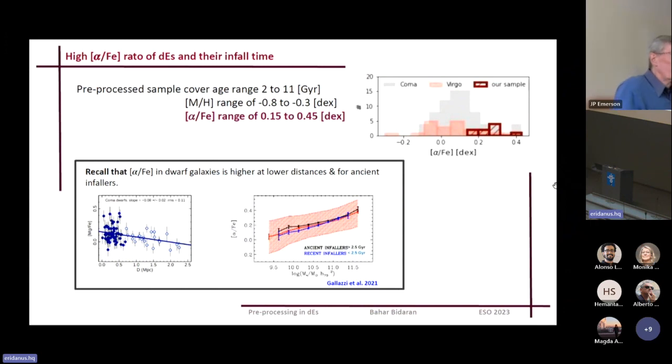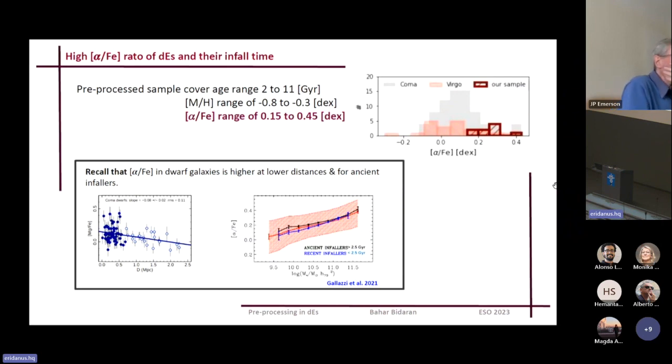And if you see them in dwarfs, dwarf galaxies have lower alpha over Fe compared to more massive ETGs. And if you see such high alpha over Fe, not even that high, you can expect that for galaxies that have been inside the clusters or inside the groups for much longer time, more than 2.5 gigayears. This is the work done by Galadzi et al.